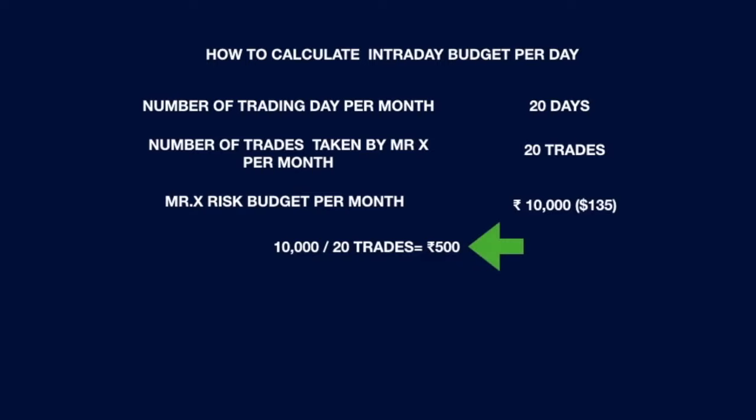X decides that he will take only 10 trades that month, that means 10,000 divided by 10 trades per month, that is 1000 rupees. So the maximum amount of risk he can take per trade is 1000 rupees. Okay? Traders, I hope you're getting my point here. If Mr. X is taking 20 trades per month, then his risk appetite is 500 rupees.